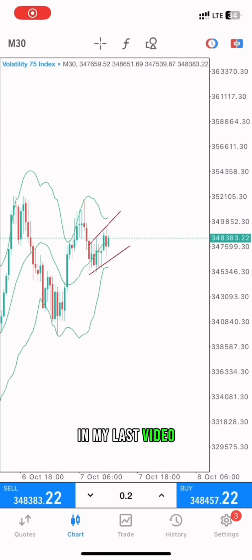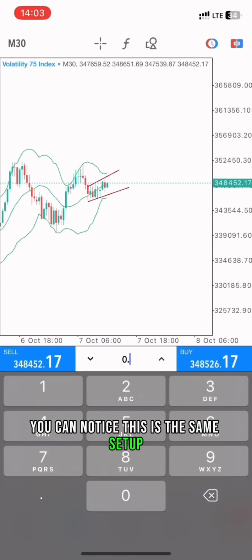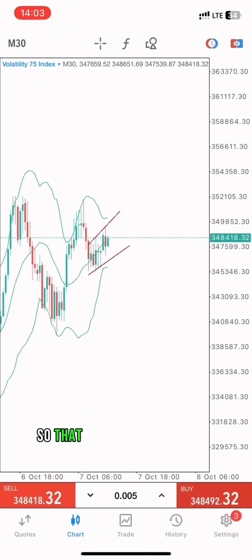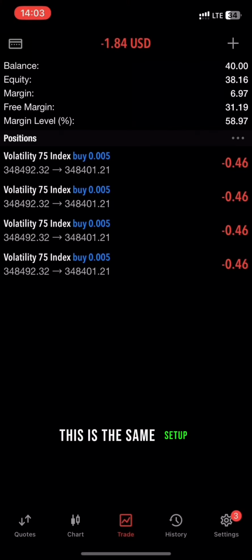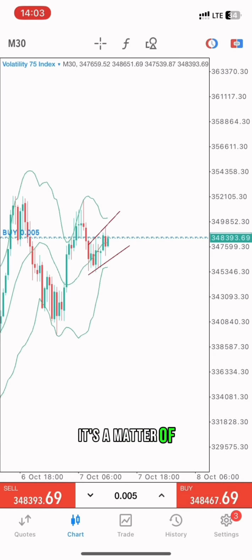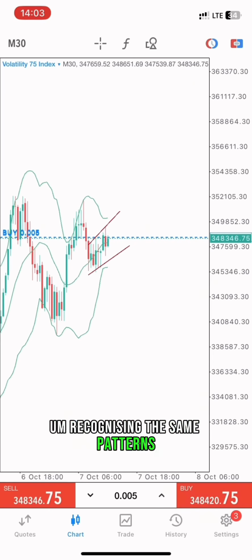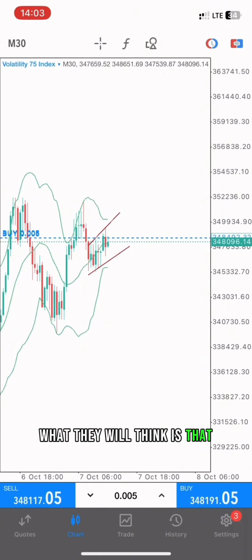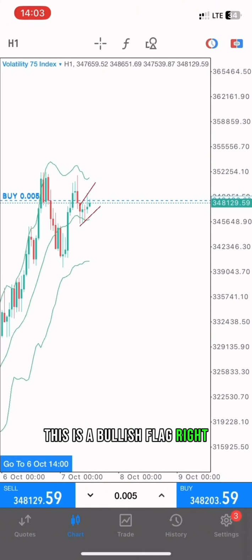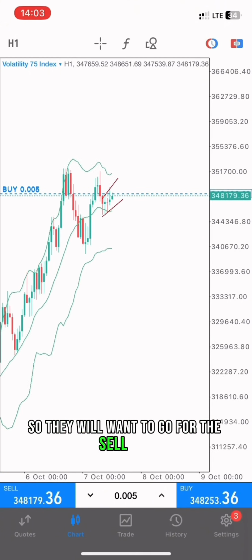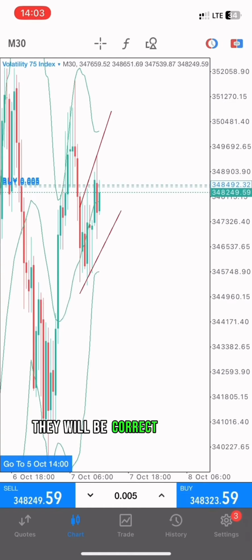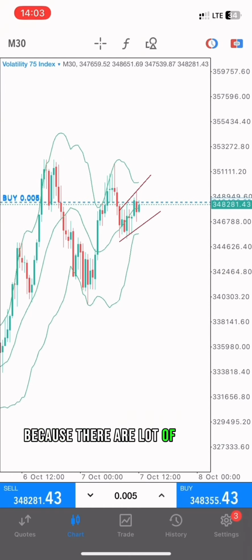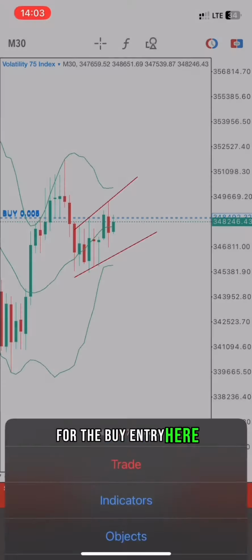In my last video, you can notice this is the same setup which I had. You can click the link above to see that video. In volatility, it's a matter of recognizing the same patterns. For most traders, what they will think is that this is a bullish flag, right? So they will want to go for the sell, and they will be correct to some extent, but they will also be wrong, because there are a lot of reasons for the buy entry here.